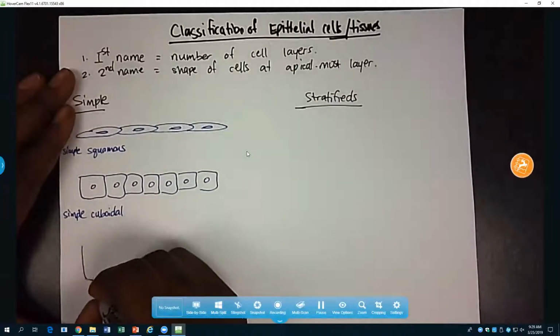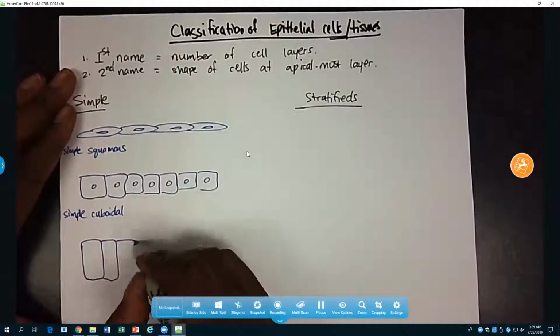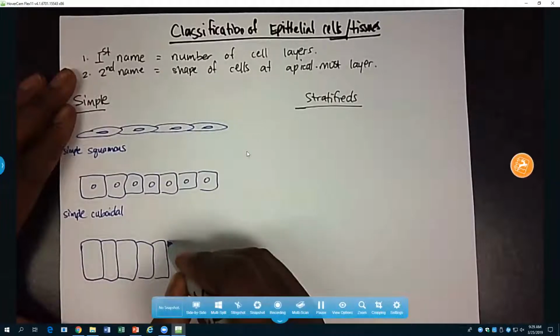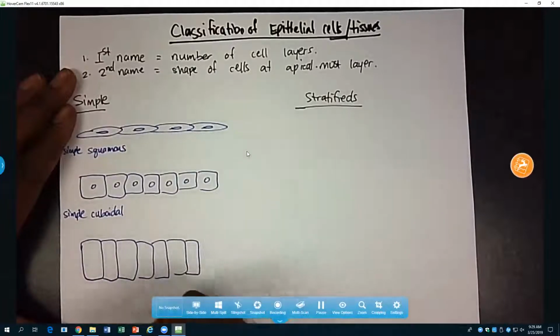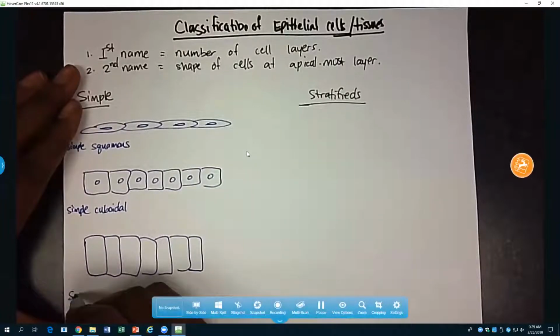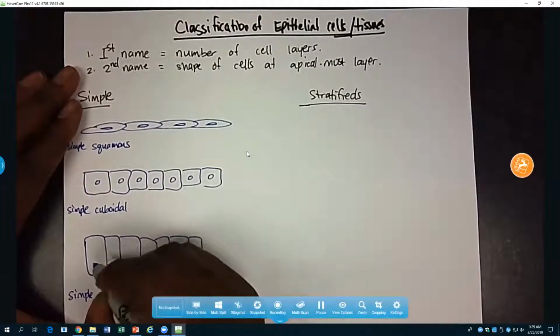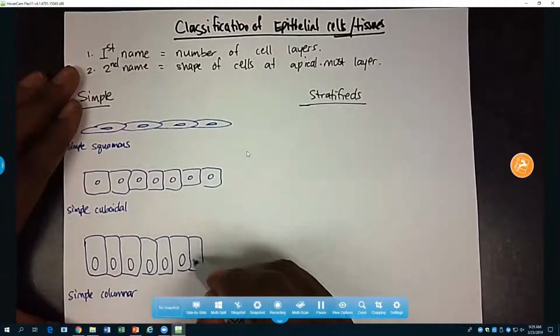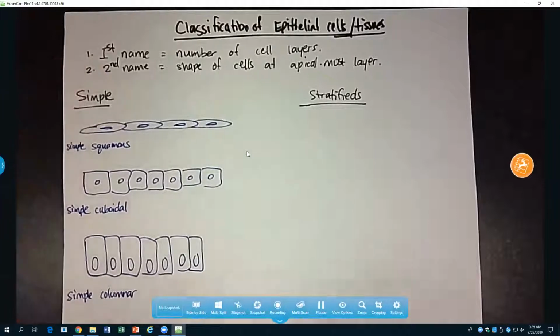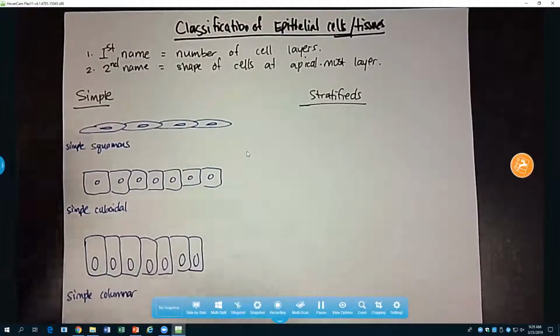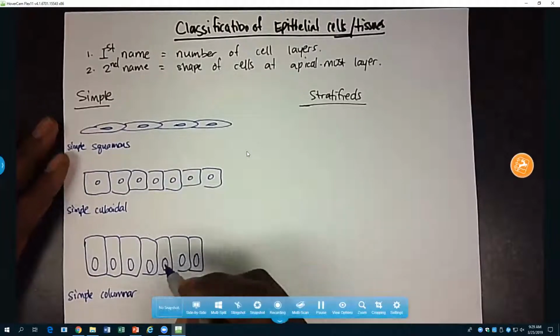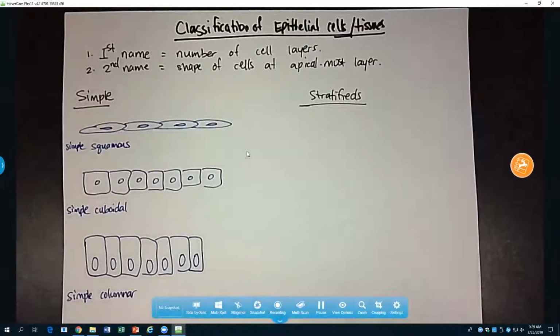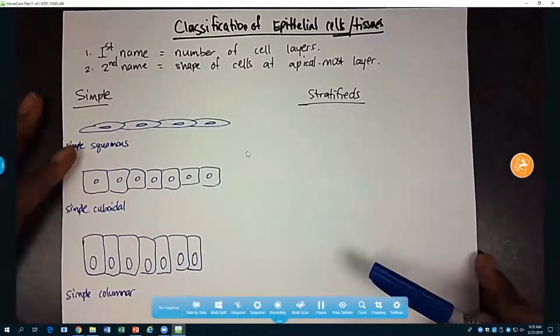And then finally, columnar cells are taller than they are wide. Right, so these are your columnar cells. And the nucleus of columnar cells are stretched or ovoid shaped, and they're placed closer to the basal surface of the cell. Right, so they're closer to the bottom of the cell, and they're ovoid shaped, almost as if you took that cuboidal cell and you stretched it so that the nucleus was now elongated. Okay. So that's your simple columnar tissue.